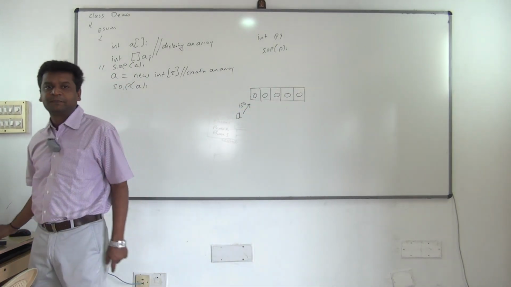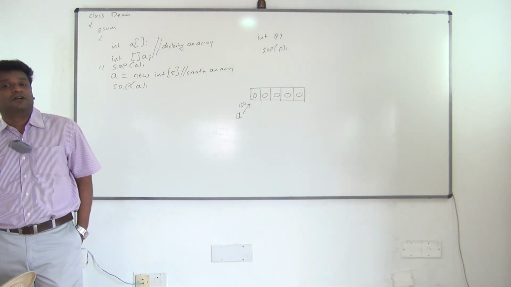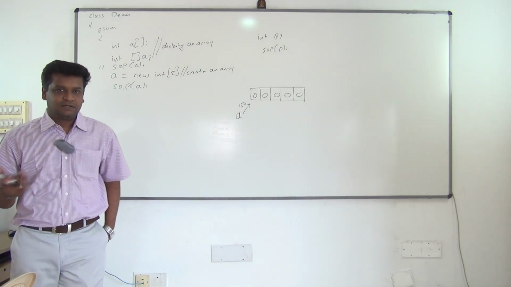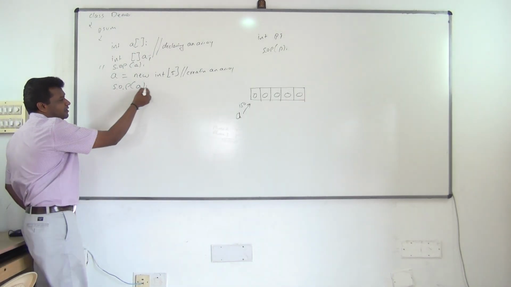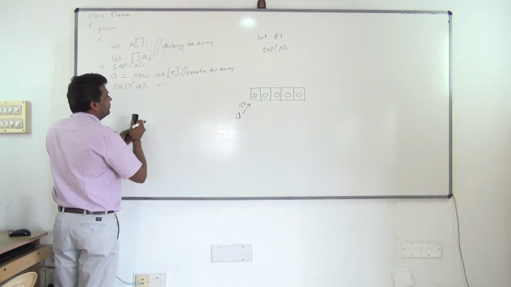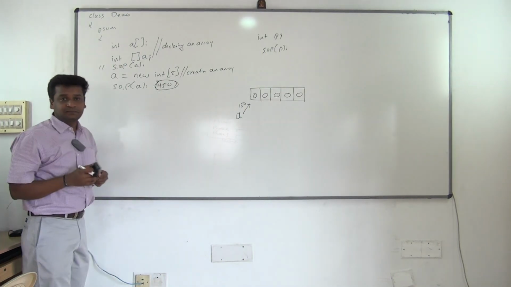Default values you know now. If the array is of type double, 0.0. If the array is of type boolean, false. Don't forget the basics. So an array has got created. Now if you print SOP A, some address it will print. Do not bother what that address is, I am just telling you. So the array will be starting in this address.